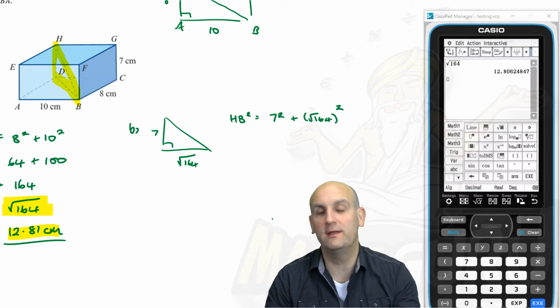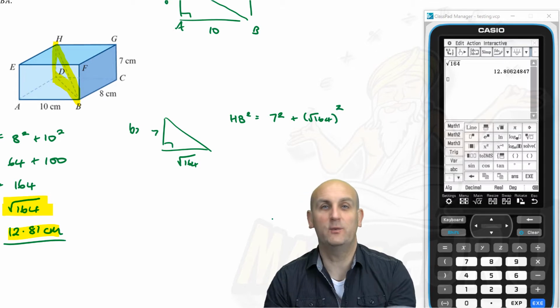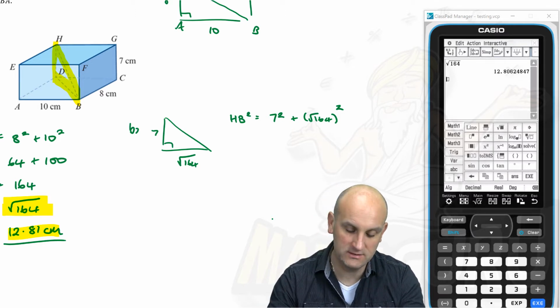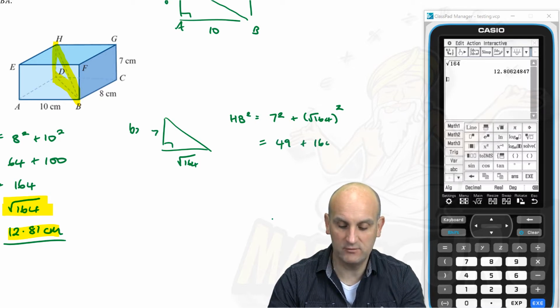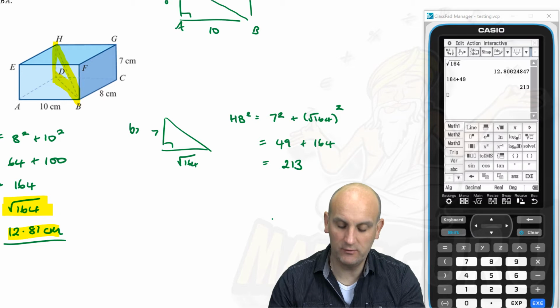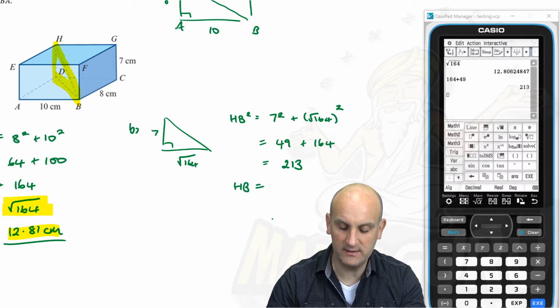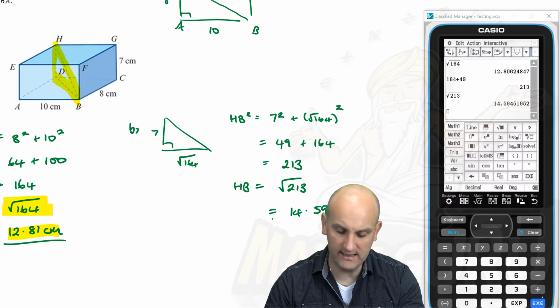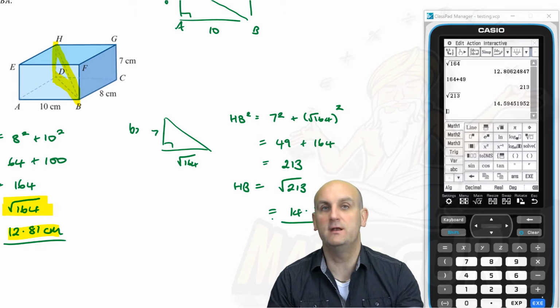Now, do you see why I do it that way? Because the square and the square root cancel each other out. And rather than dealing with revolting decimals and incorrect values, I'm going to end up with 164. So it becomes 49 plus 164, which gives me 164 plus 49. Yes, I could have done it in my head, but I want to make sure. 213. So we now know that HB is equal to the square root of 213, and just so that I can write the value down, gives me a value of 14.59 centimeters. So I've got another distance.